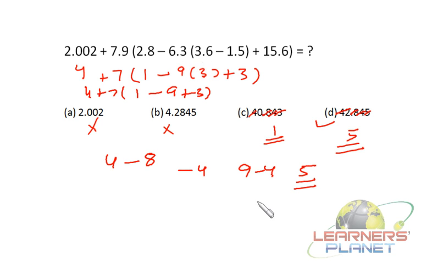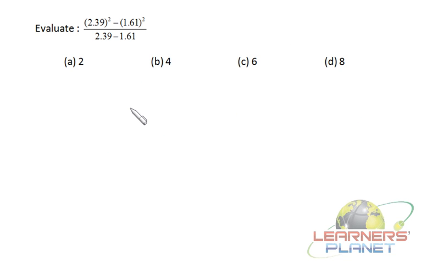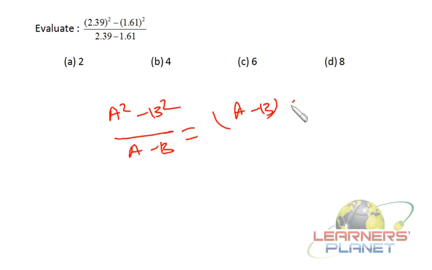Okay friends, now in this question it is 2.39 square minus 1.61 square by 2.39 minus 1.61. It's a simple application of a square minus b square over a minus b. So a square minus b square is a minus b, a plus b, and if it is divided by a minus b, we'll be getting a plus b only. That means 2.39 plus 1.61, that is 2 plus 1, 3 and 1, 4. Okay friends, very simple.